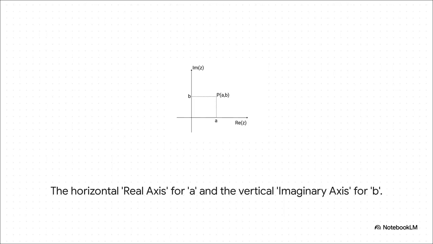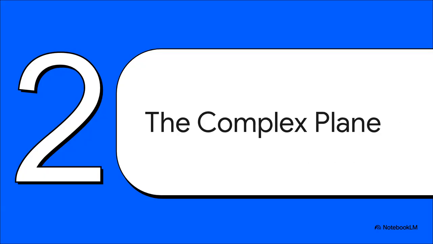So how do we even picture this? We use something called the complex plane. Think of it just like a normal graph. The horizontal axis, the x-axis, that's our real axis for the a part. And the vertical axis, the y-axis, that's our imaginary axis for the b part. So any complex number, say a + bi, can be plotted as a single unique point, (a, b), on this plane. Simple as that.